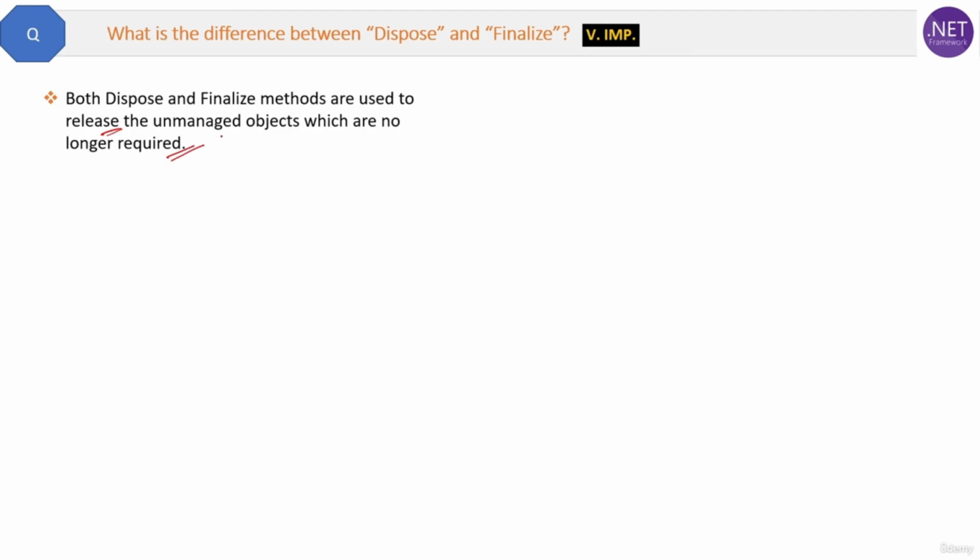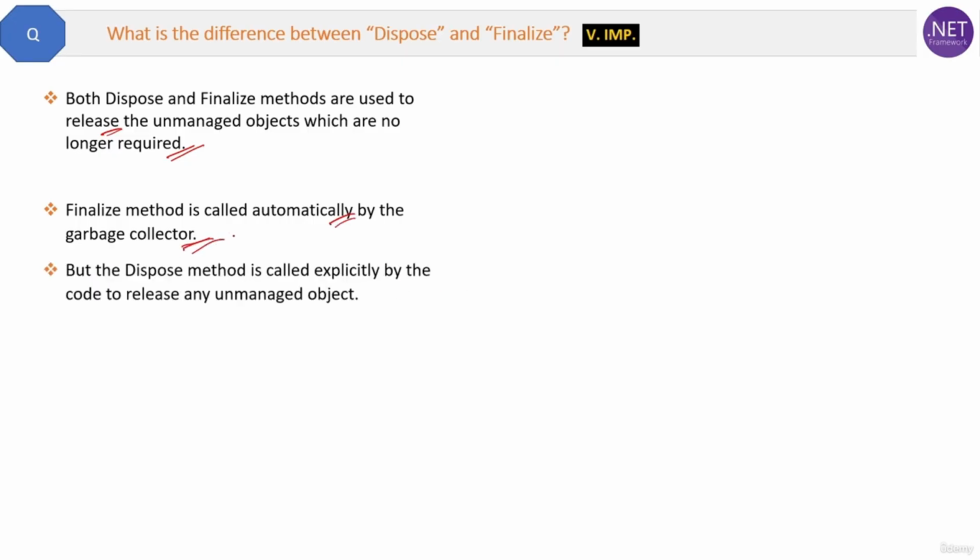This is the similarity. Now the difference is finalize method is called automatically by the garbage collector, but the dispose method is called explicitly by the code to release any unmanaged object. Meaning you have to do nothing to call the finalize method, it will be called automatically by the garbage collector. But yes, for dispose method you have to write the code.